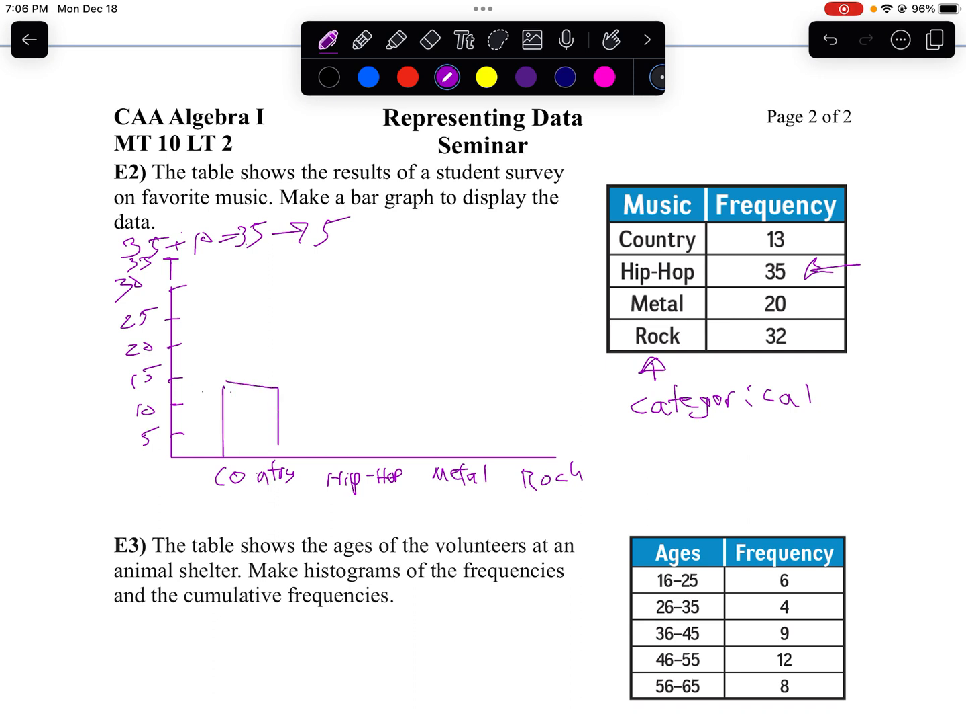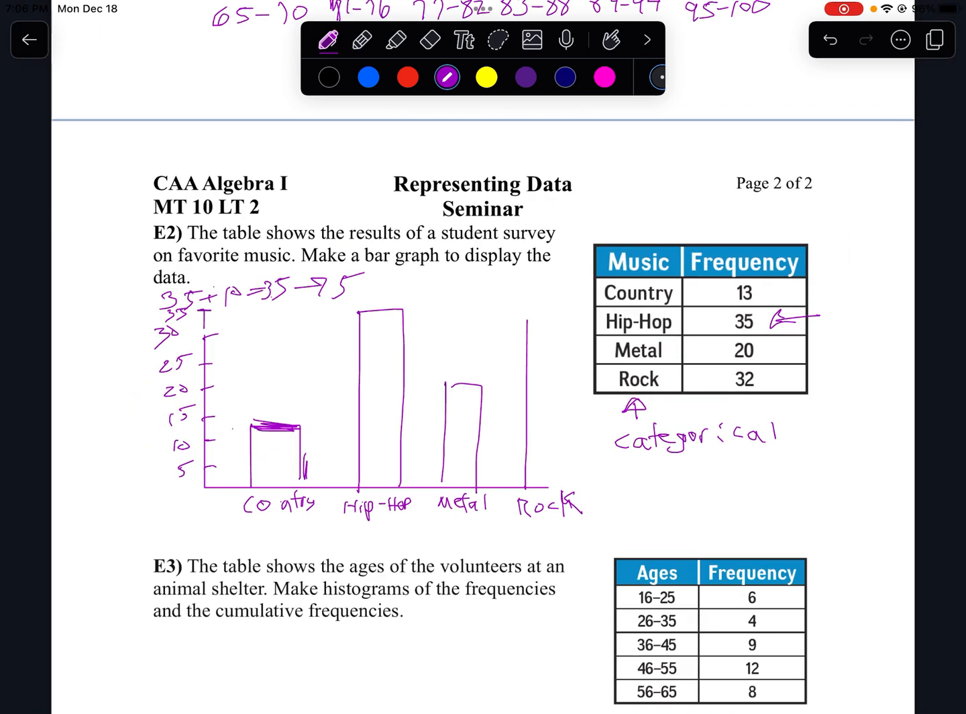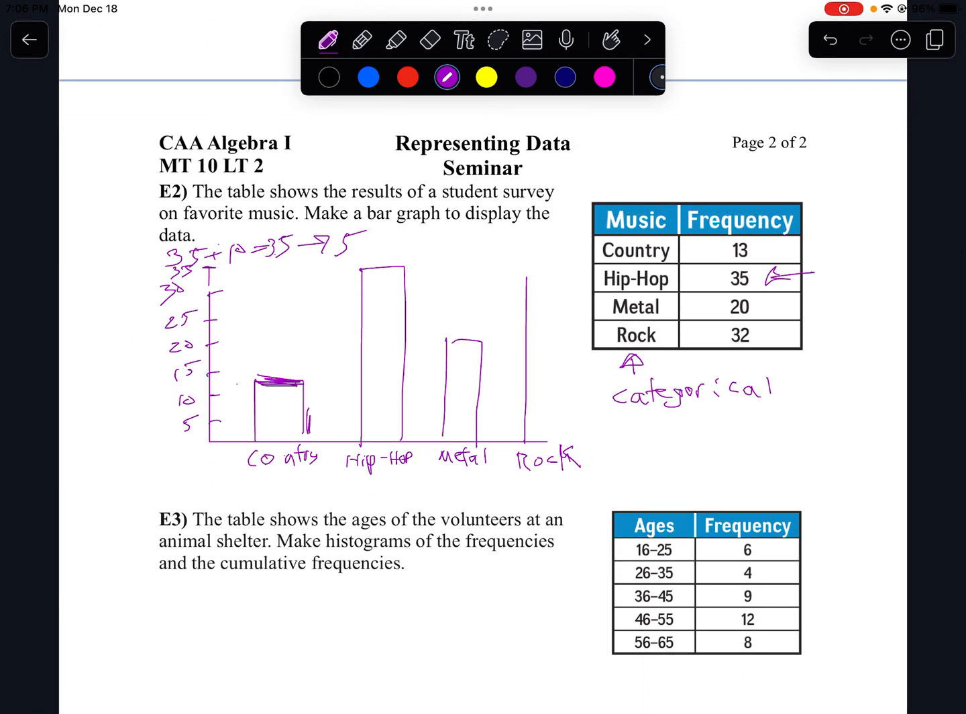So we make a bar graph. Hopefully it's going to be even. Didn't make that very well. Hip hop is going to be at 35. And I do want my bars to be even. Metal is at 20. And rock is going to be at 32. So we kind of estimate where 32 is going to be there. Whoa!